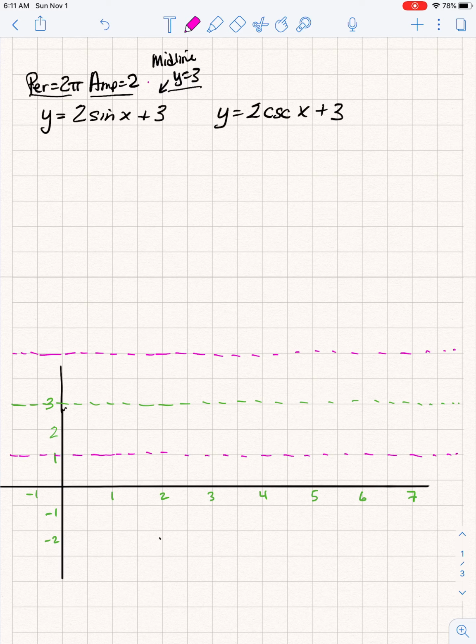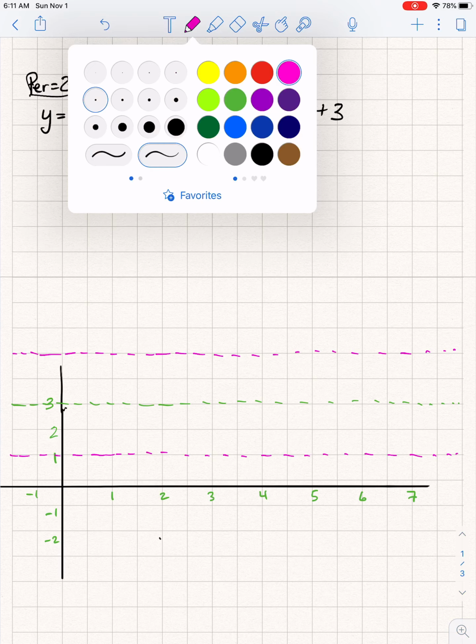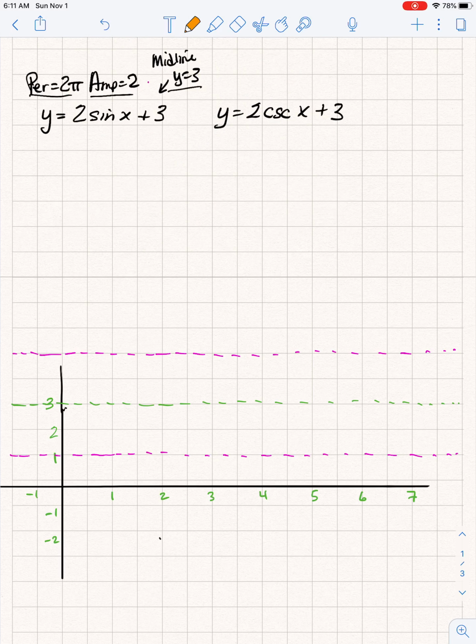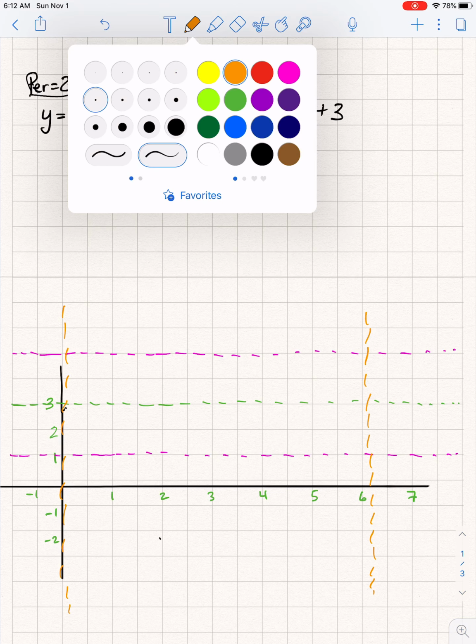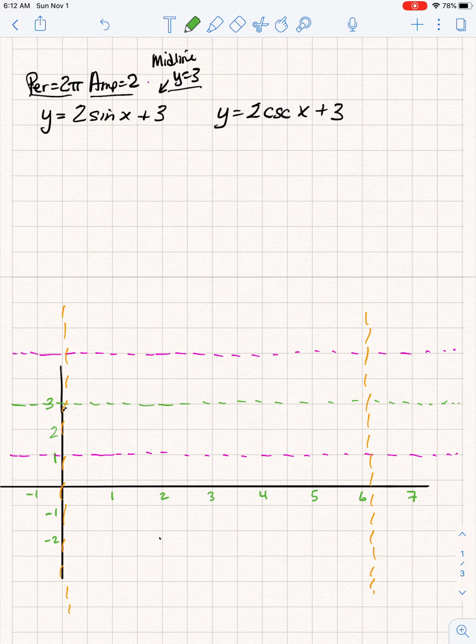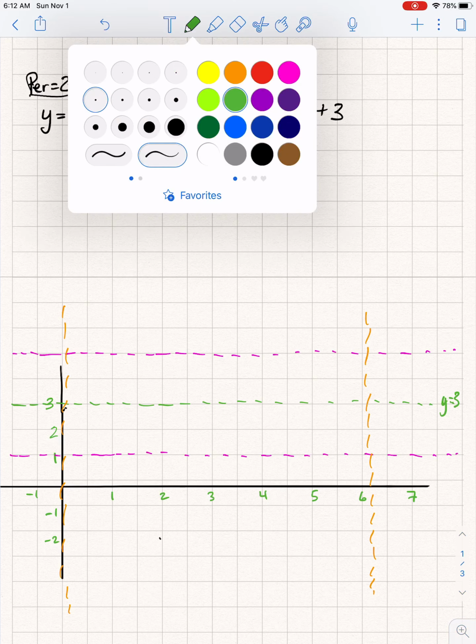Our sine curve needs to show up in between there. The period on this one is still 2 pi, so we'll be at 0 and 6.28. Our sine curve needs to show up between those 2 pink lines and between the orange lines. We're pretending the 3, the midline, is the slide up of your x-axis. Seems reasonable.